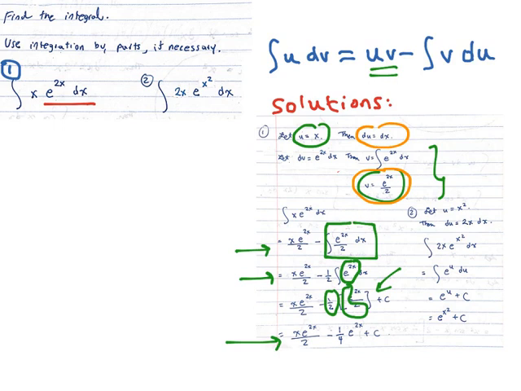So number 1, the indefinite integral of x times e to the 2x dx is equal to x times e to the 2x, all of that over 2, minus 1/4 times e to the 2x plus c.